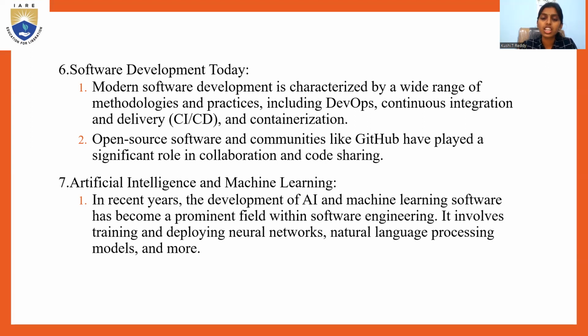So next is artificial intelligence and machine learning. So as you all know, in the coming 5 years, people are saying that it is completely based on AI, ML, that is artificial intelligence and machine learning. And you can also see what disasters AI is making, both in a positive and negative manner. So in recent years, the development of AI and machine learning software has become a prominent field within software engineering. It involves training and deploying neural networks, natural language processing models, and more.